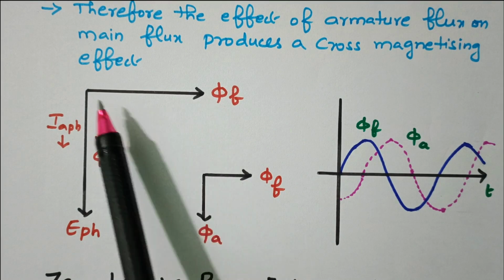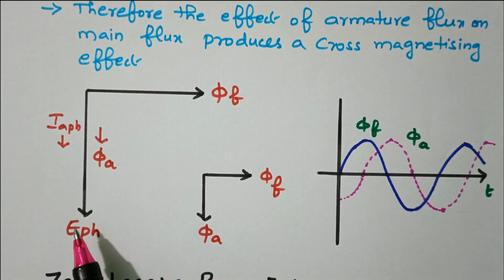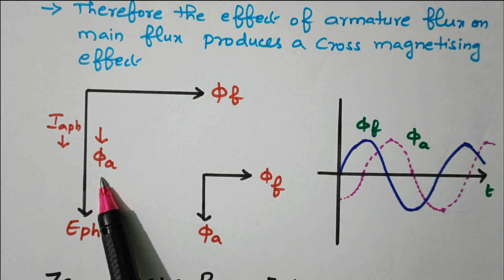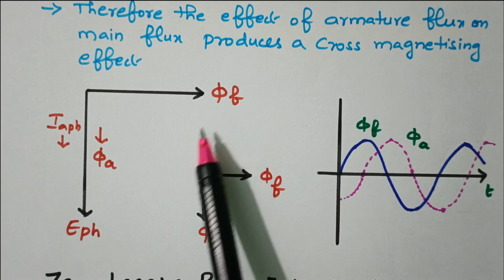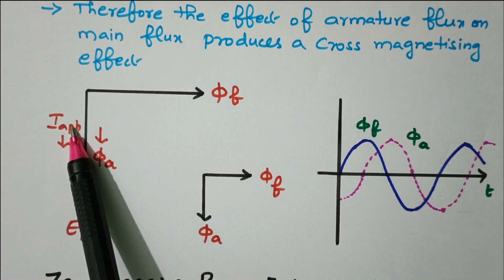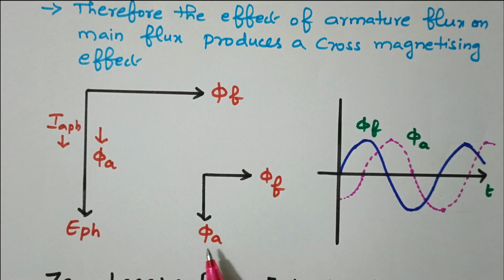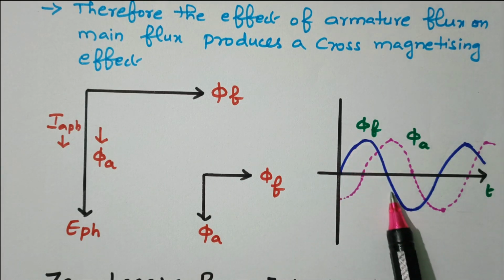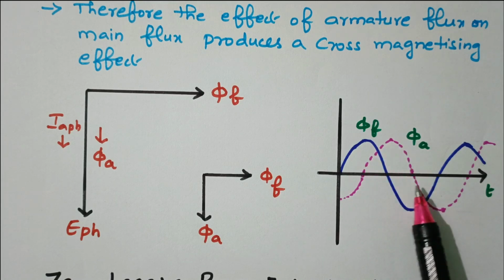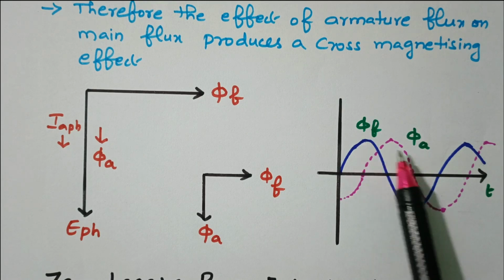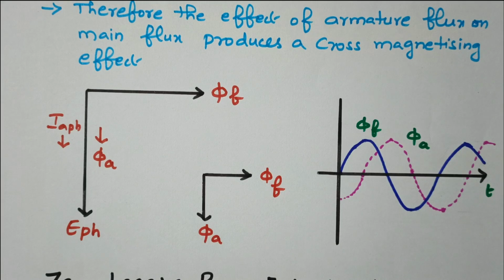So this is the main flux phi F, and this is the EMF generated. Already both are in 90 degree phase shift. Due to phi F, this IA phase is produced. Due to IA phase, phi A is produced. Both are in 90 degree phase shift. So phi F and phi A are separate, with an angle of 90 degrees. So there is a cross magnetization between the main flux and armature flux. So in the unity power factor, the effect is cross magnetizing. The phi F and phi A are 90 degrees apart.